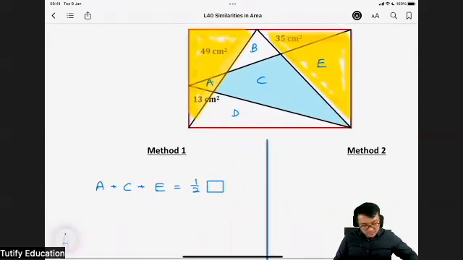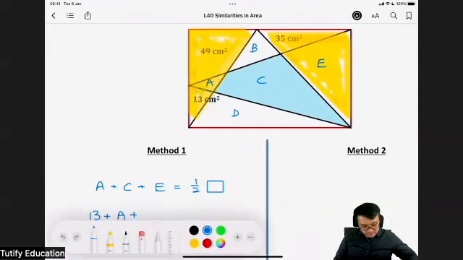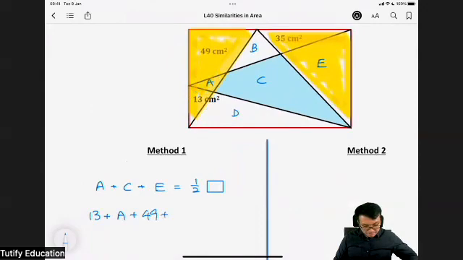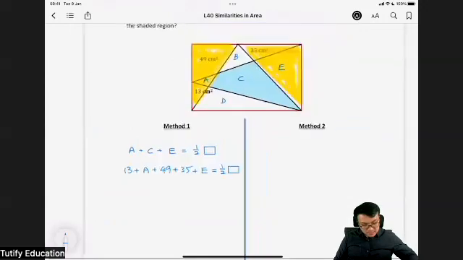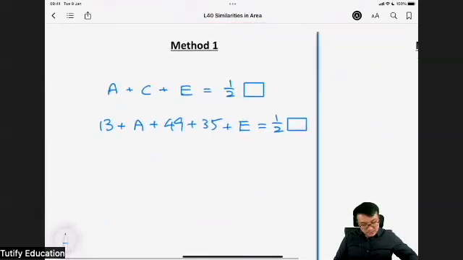I'm going to add everything together. 13 plus A, right? Plus what else, Jinsen? 13 plus A plus 49. Okay, what else? Plus B. No, B is not the yellow part. No, plus 35 and plus E. And will you say that this is half of the rectangle? Yes, okay, it's half of the rectangle.